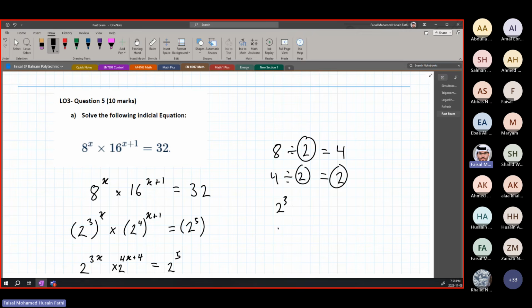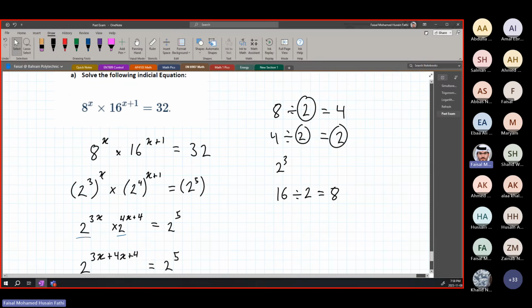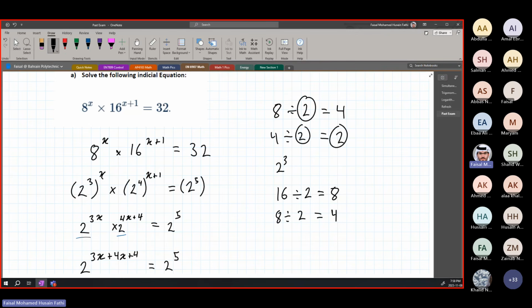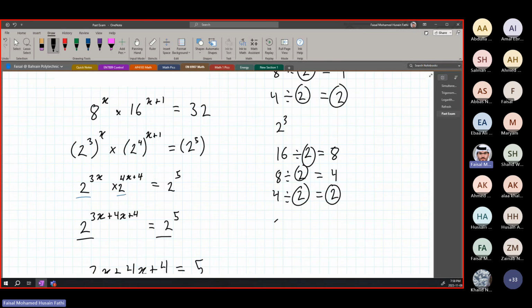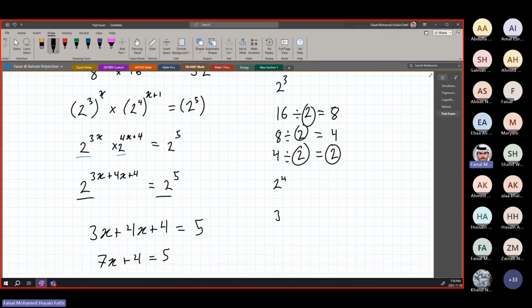Same thing I do for the 16. 16 divided by 2 equals what? 8. And we already did 8, so we know this is basically 2 power 3. But let's continue. 8 divided by 2 is 4. 4 divided by 2 is 2. How many 2s do we have? 1, 2, 3, 4. 2 to the power of 4. And then the same thing, 32 divided by 2 is 16, divide by 2, divide by 2, 2 to the power of 5, if you count the 2s.